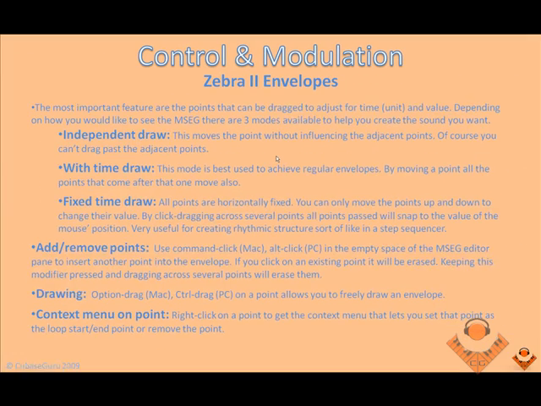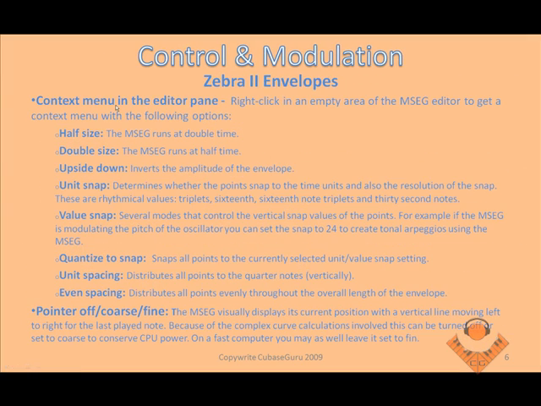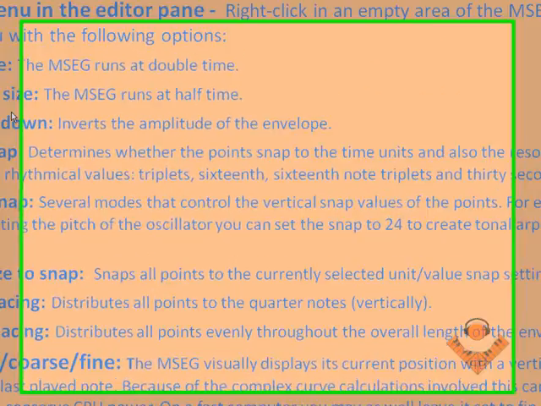Okay, let's move on. The next section is the context menu in the editor pane. This is still part of the MSEG. If you right click in any empty area of the MSEG editor, you get a context menu with the following options: half size, double size, upside down, unit snap, value snap, quantize the snap, unit spacing and even spacing. Half size, the envelope runs at double time. Double size, the envelope runs at half time. Upside down inverts the amplitude. I'll just show you those three first.